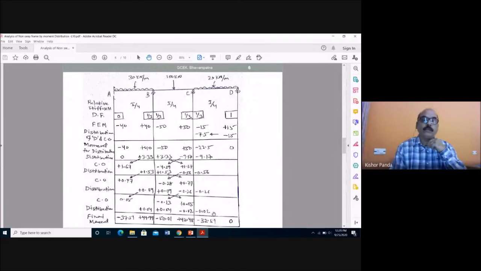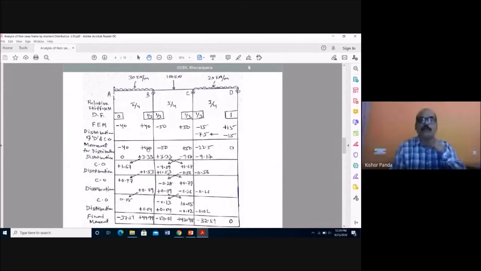Then after distribution of this, you got the fractional part 0.0 something. If you go for the next cycle, then you will get very small fractions. That's why there is no need to go to the next cycle, and you have to add up all the moments here. So that is the moment for distribution. From that and below, you have to add all the moments. So minus 40 plus 1.67 plus 0.77 plus 0.05. After addition of this, you got here minus 37.51.